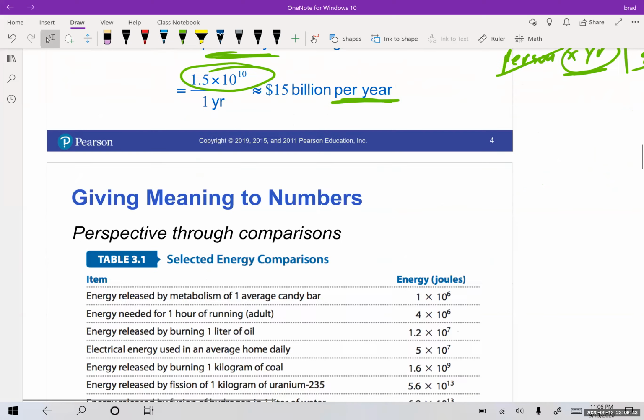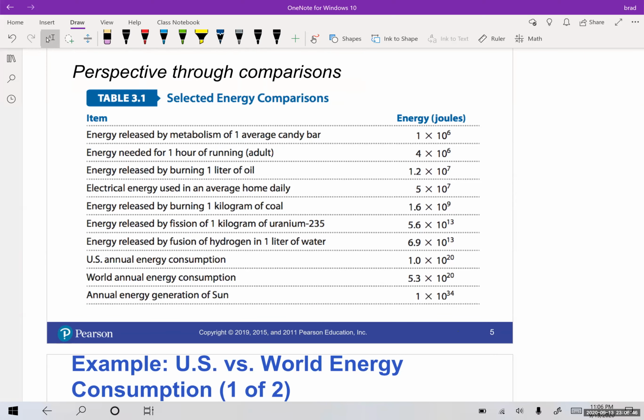So this is just a little table that's in your book. I don't know if I saw one of these in the homework, but I definitely saw it in your book. So this is just giving you a heads up on how things are. It says energy released by metabolism of one average candy bar. So we have here energy in joules, 1 times 10 to the 6, okay? Energy needed for 1 hour of running, 4 times 10 to the 6. And remember, 4 times 10 to the 6, what does that really mean? That's 4.0, right? Times 10 to the 6.